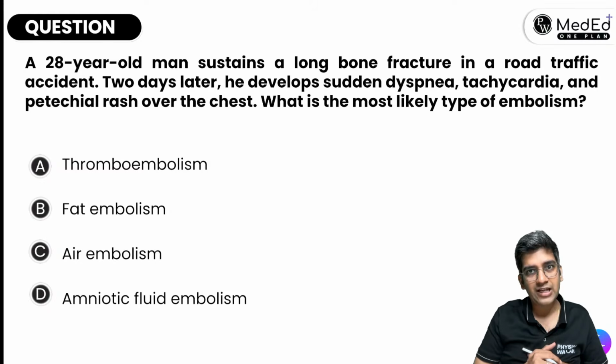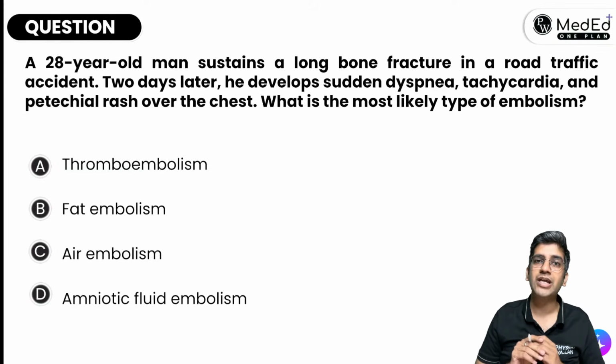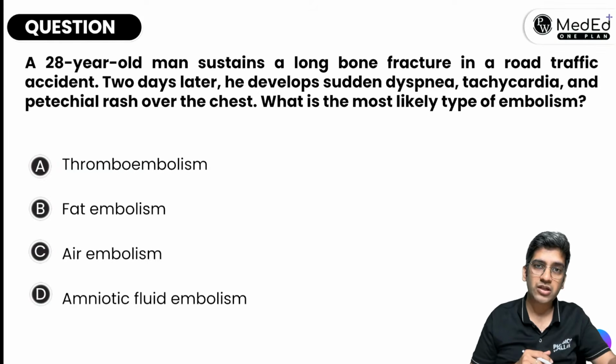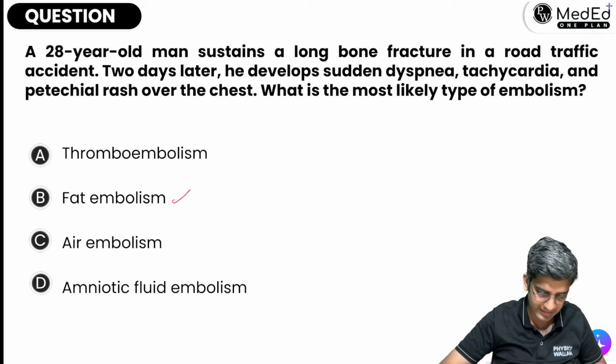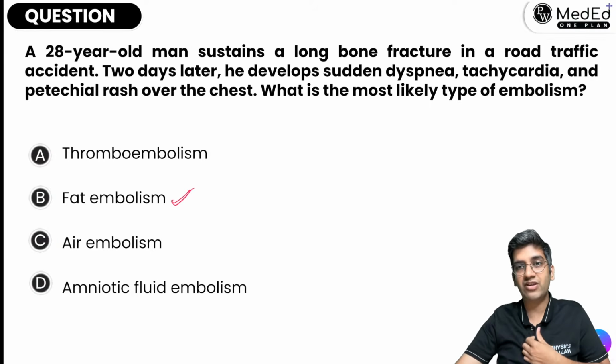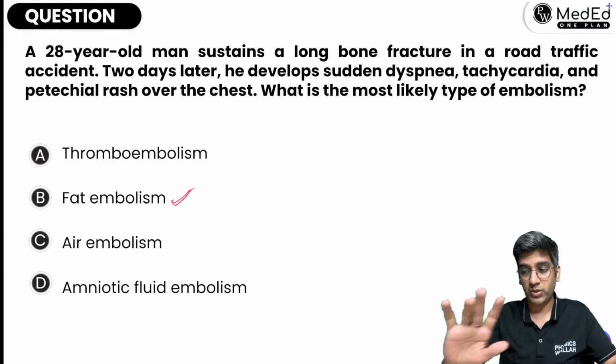Actually, it's not just fat, it's the bone marrow's fat. The marrow of a femur in an adult will obviously be replaced by fatty tissue. That is the one which gets cut, enters the blood vessel, reaches the lung, blocks everything. It's a classical example of a fat embolism. Very, very classical question of fat embolism.